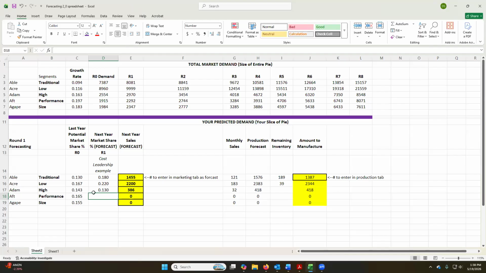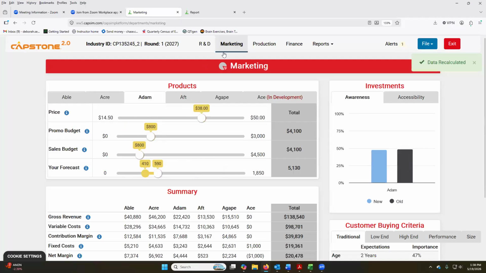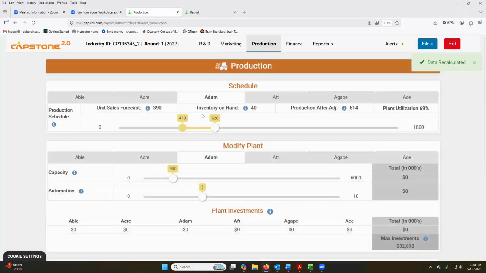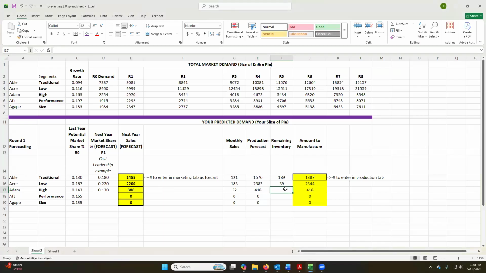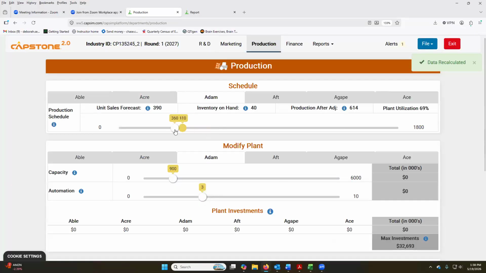So market share for high end, if I have a 13% market share, that is 13% market share of 2970. And then one month of cushion is 32 units. So I need to take into account my, wait, oh, I forgot to enter it on, okay, 386, 390, entering it on the production. I have 40 in inventory. So 378 is how many I need to make. So I need this number to be bigger than 378, close enough, looking good.